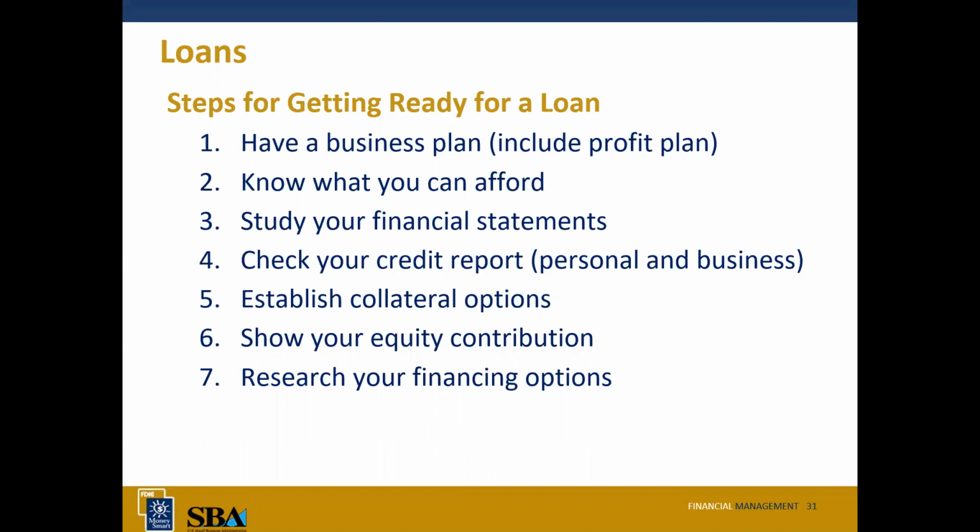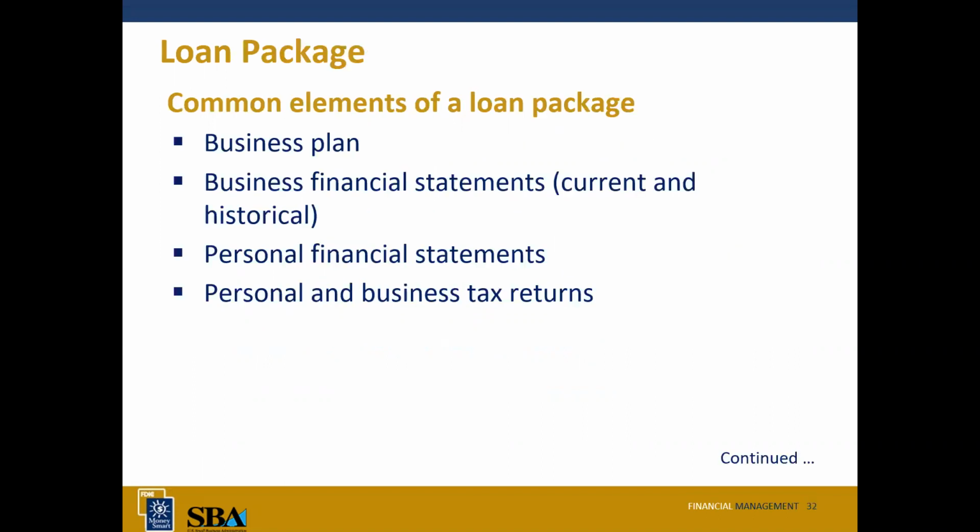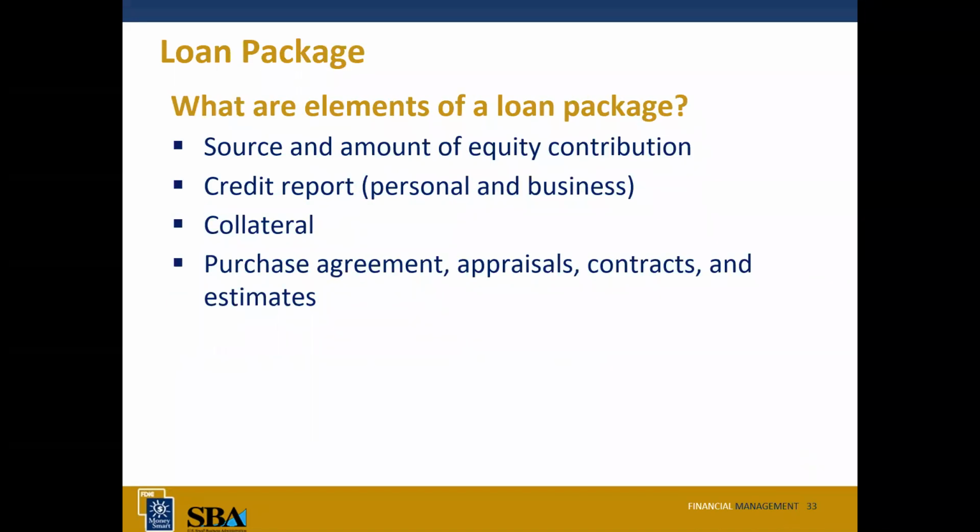And number 7, and we're going to help you do this after you complete module 4, is research your financing options. We're going to put together a capital acquisition plan, CAP for short, and we'll be working with you on financing options once we have this data set together. So what are common elements of a loan package that we're going to be helping you build? Certainly the business plan, the financial statements, both business and personal, and tax returns if there are any. Also, there are some other items that aren't listed there, but we'll continue with the list, and I'll add a few elements in a moment.